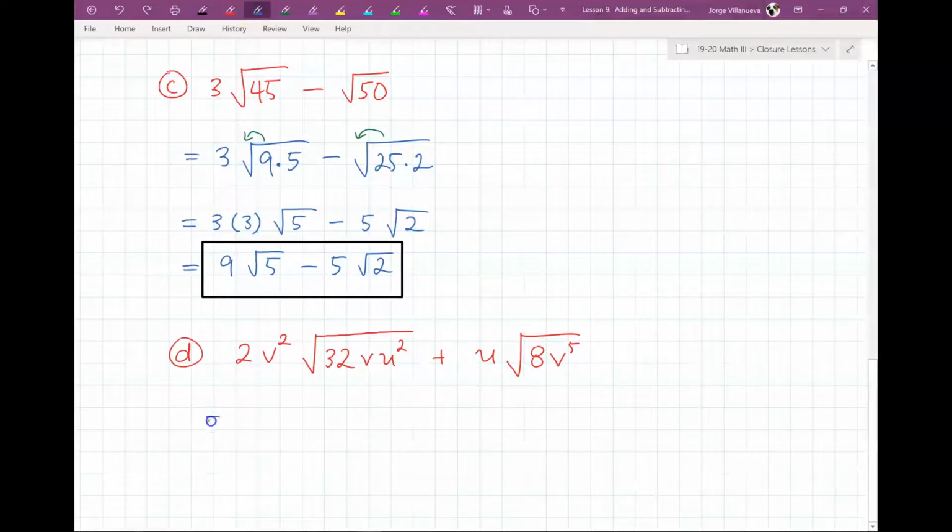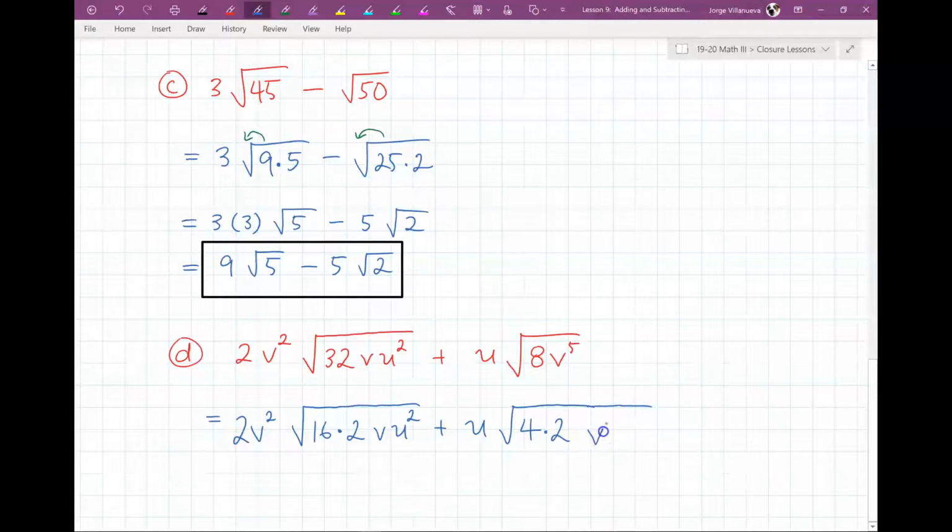So this is going to be 2v squared. Now 32, I know, is 16 times 2. Gotta be careful here. I don't want the 2v squared to look like an index. 32 is 16 times 2 times vu squared, plus u times the square root of 8, which is 4 times 2, and v to the 5th is the same as v squared squared times v. That's v squared squared, that's v to the 4th times v, that's v to the 5th. So it's just another way for me to write these things out.